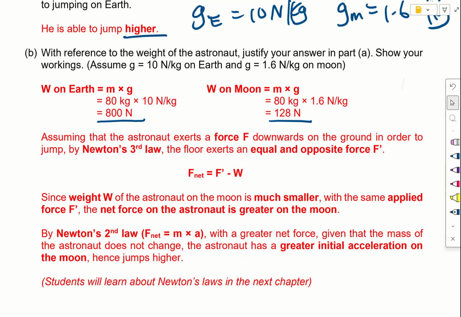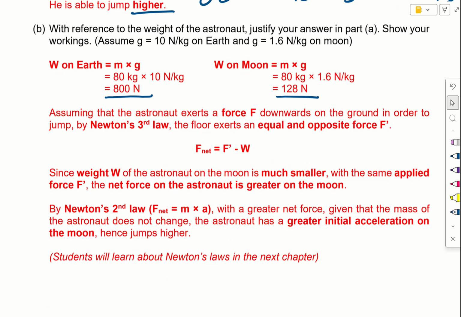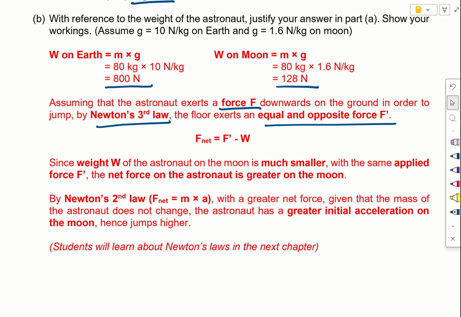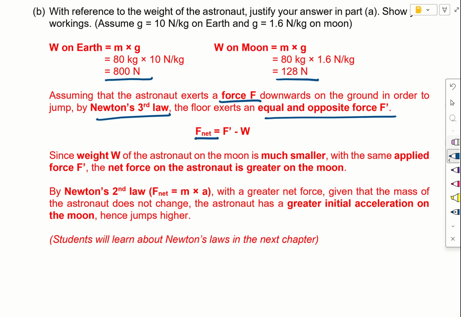So actually a lot of you were able to get till this step by comparing the weight on Earth and on the moon. The second part of this explanation is that assuming that the astronaut exerts a force F downwards on the ground in order to jump, by Newton's third law, which we are actually covering now, the floor will exert an equal and opposite force F prime. Then there will be F net. In order to jump up, you need to exert a force by yourself to push against gravity. So in the astronaut's case on Earth, if he has a weight of 800 Newton, he has to exert a downward force on the ground so that the ground can push him up.